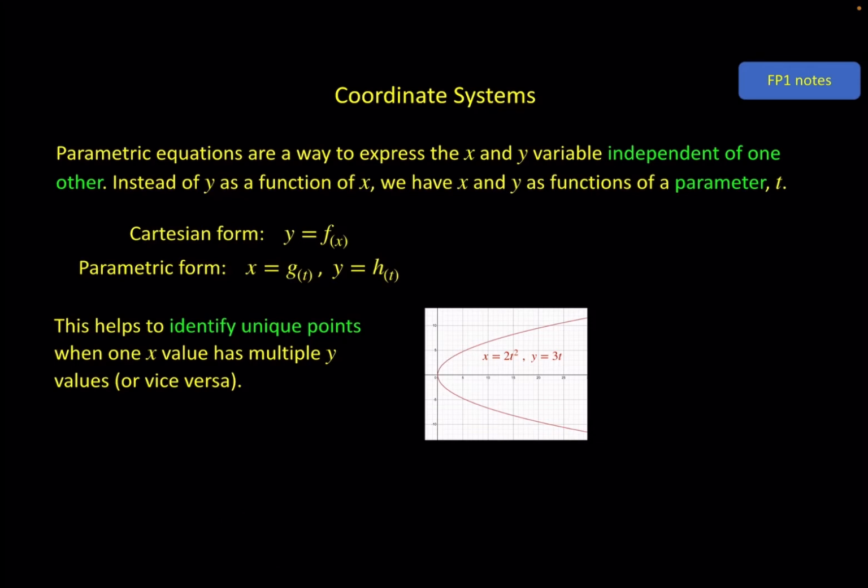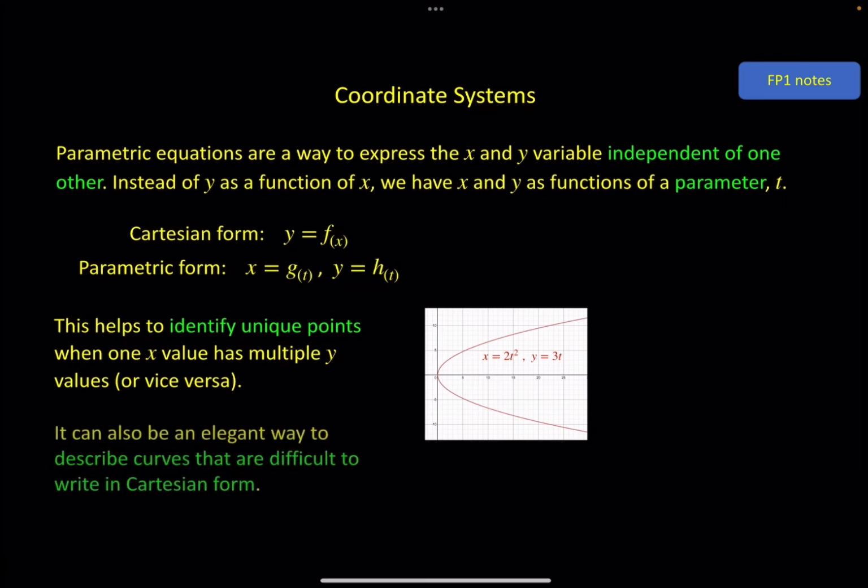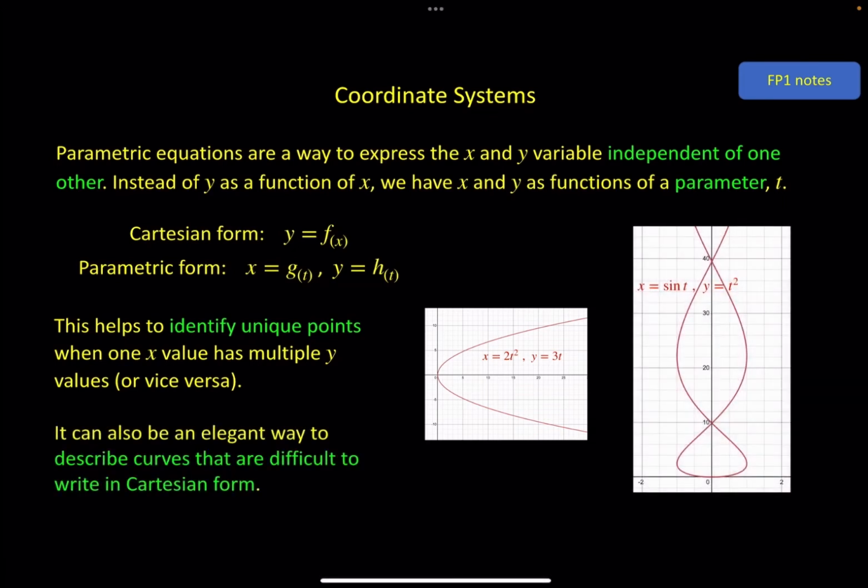A better reason is that there are some curves that are just very, very difficult to write in Cartesian form and are much easier to write in parametric form. A good example is something like this, where you can see this would be a difficult thing to write in Cartesian form because it's not a function in a strict sense.